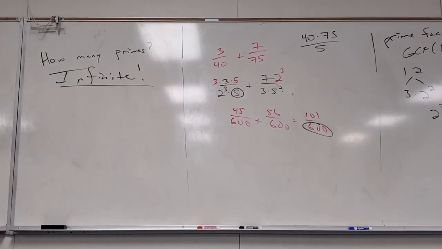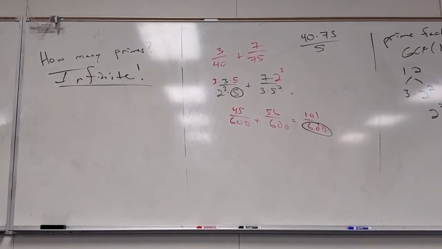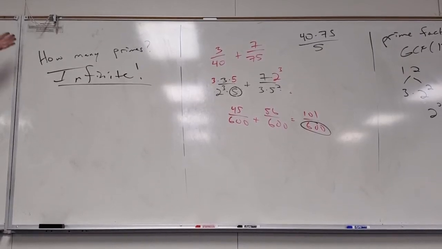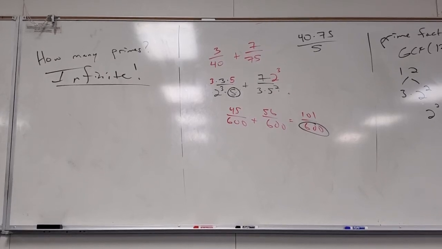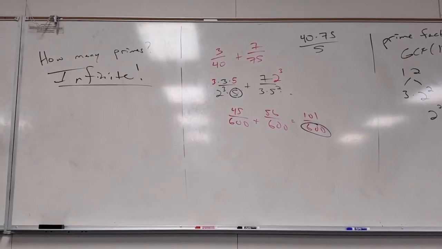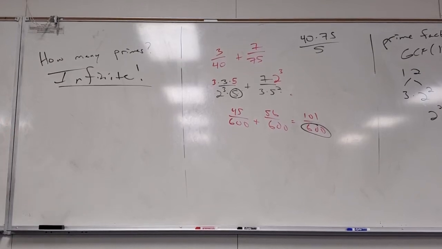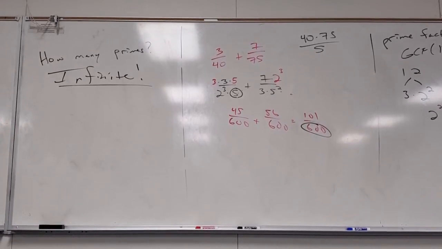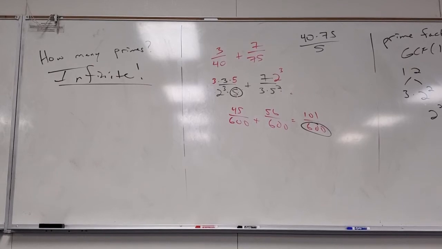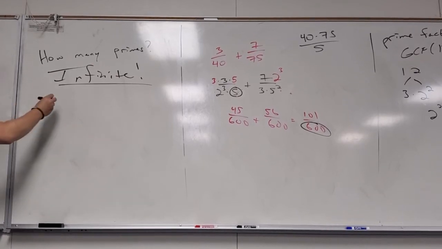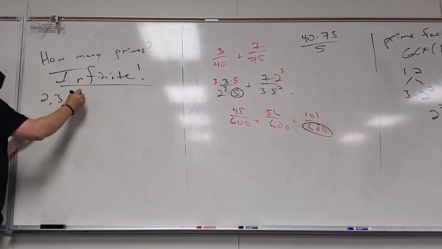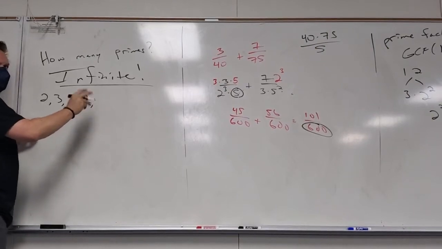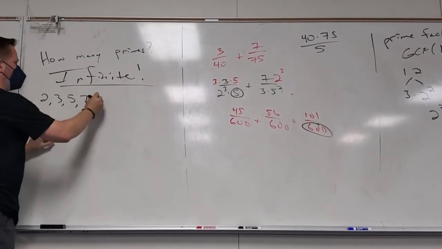That's why we keep trying to find a pattern. We have computers crunching out the digits, but if we found a pattern to the primes, then we wouldn't need the supercomputer chunking it out. We could just calculate whatever one we want. So here's something interesting. Help me out. What's the first few primes? 2, 3, 5, 7, 11.